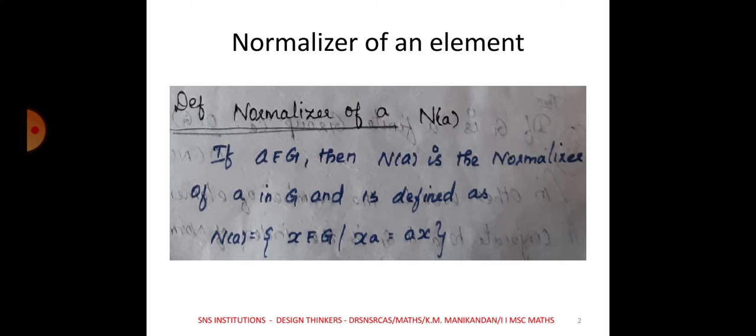Suppose you take b as an element, then we can find the normalizer of b as N of b equal to the set of all elements x belonging to G such that xb is equal to bx. This is the definition of the normalizer of an element.